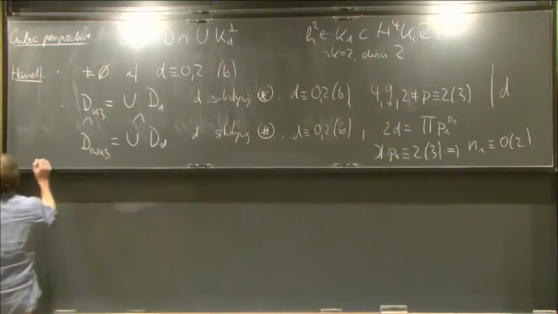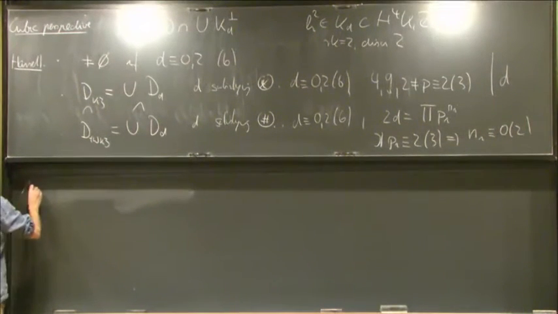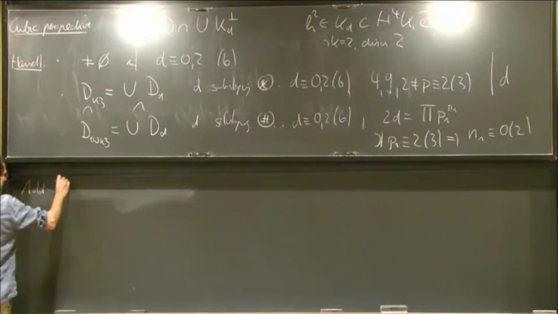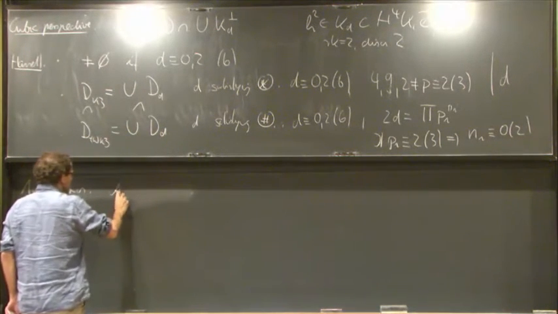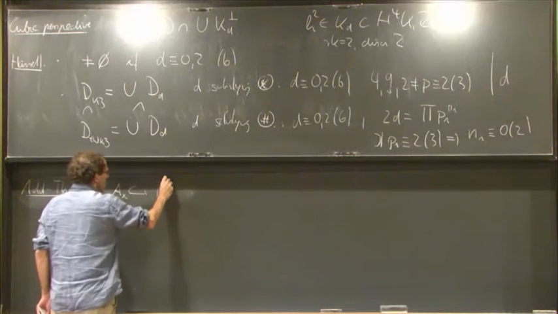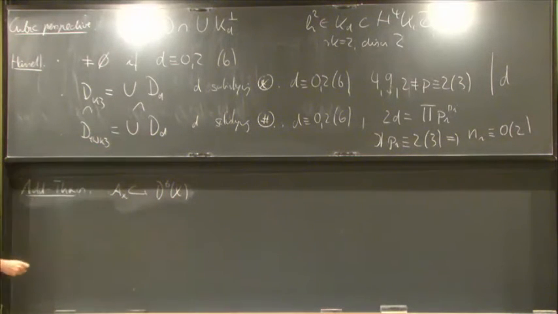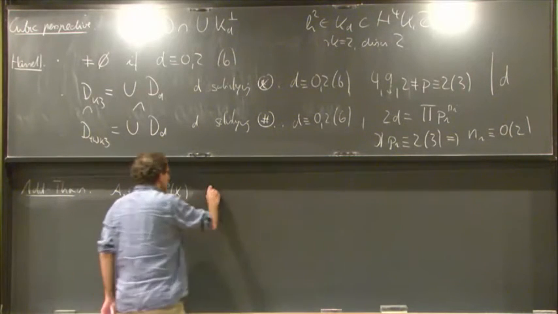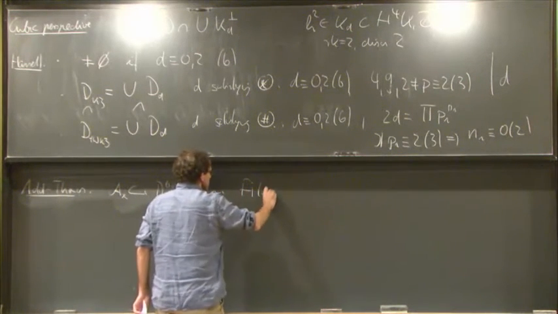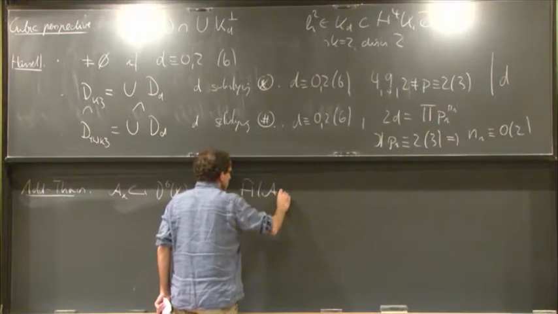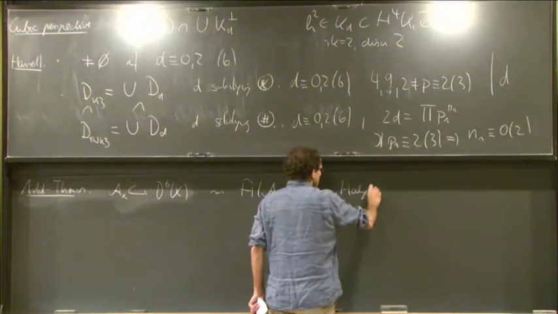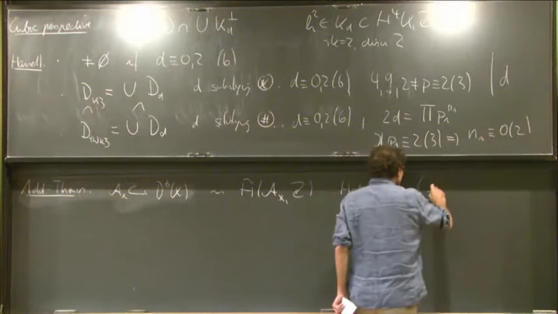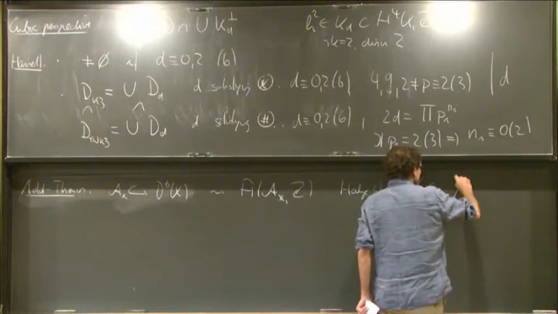So in this paper by Addington and Thomas, they associate to this K3 category associated to a cubic the Hodge structure, which I call H tilde of AX, Z. So that's the Hodge structure. As a lattice, this is isomorphic to lambda tilde.